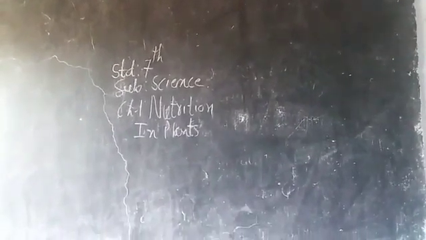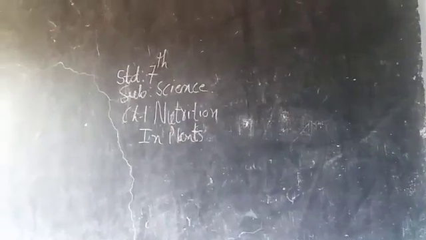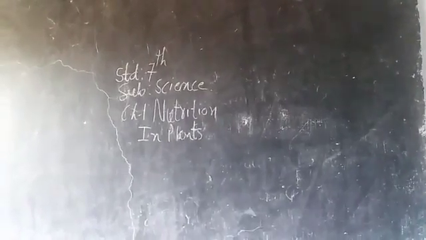Next, number 3: how do plants synthesize protein? Answer: plants synthesize carbohydrates during photosynthesis. Carbon, hydrogen and oxygen are the constituents of carbohydrate, but for protein synthesis nitrogen is essential besides carbon, hydrogen and oxygen.